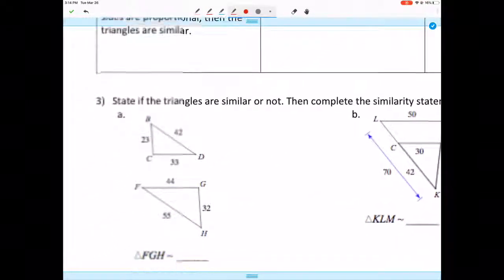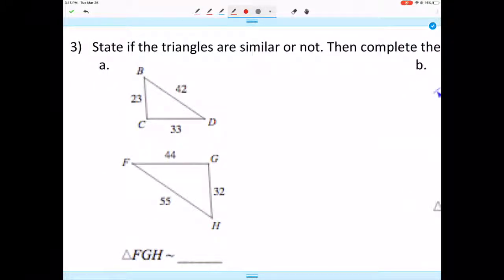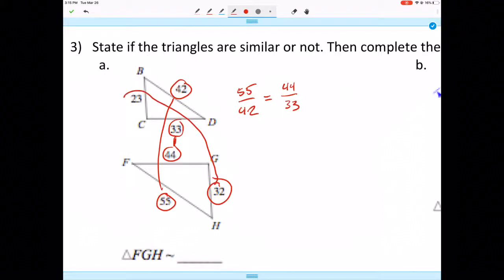Similarity. All right, so here's two problems. We want to see if they are similar triangles as well. Same thing, maybe we'd check the largest two. So we could do 55 divided by 42. That should be equal to the next largest, which would be 44 and 33. And then the next, the smallest ones, are 32 and 23.